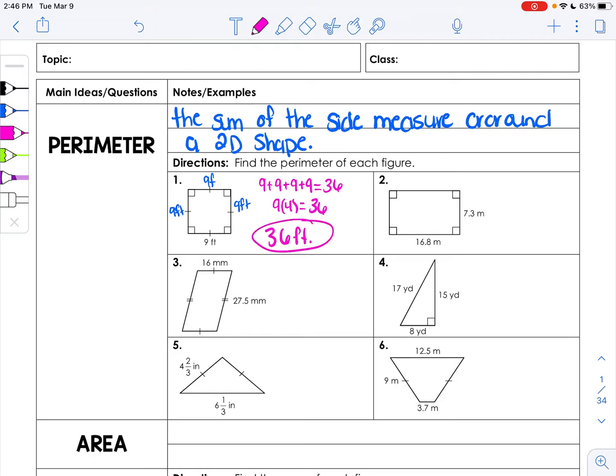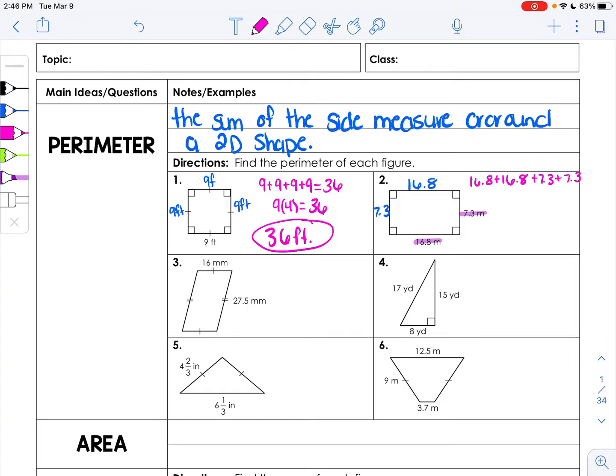Now when we take a look at the rectangle on number 2, we want to make sure we label all of our sides, because perimeter is adding together all of your sides. So I have to add 4 numbers. So we'll add the 2 numbers that are there already, 16.8 and 7.3. But then you also have 16.8 on the top and 7.3 on the left. So when we add these, we're going to be adding 16.8 plus 16.8, since we have 2 of those, plus 7.3 plus 7.3.